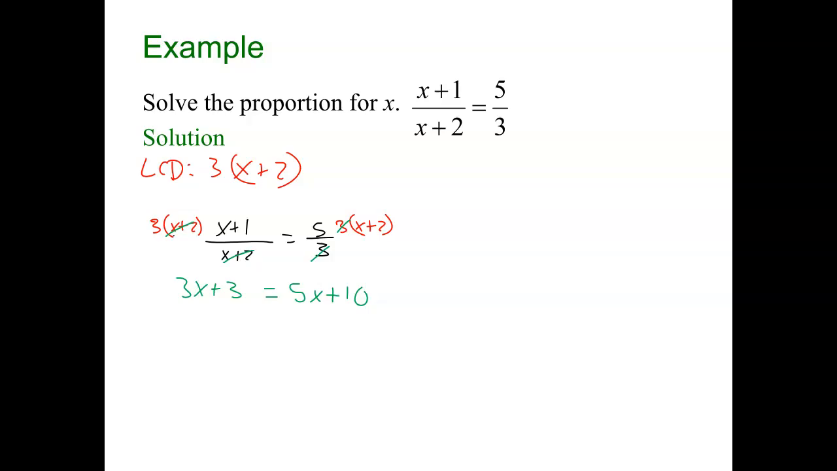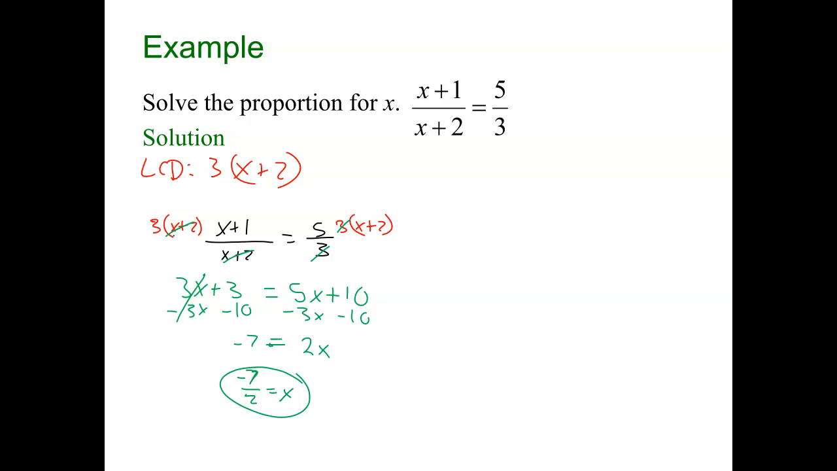Now what? Negative 2x. Let's subtract the 3. So I end up with a positive 2x. What else? Plus the 7. Subtract the 10. I end up with a negative 7. Divide by 2. So I've got negative 7 halves. Is that an excluded value, or am I good? We're good. What is my excluded value? Negative 2. So it's not negative 2. Okay? So, simple proportion, same process, find the LCD, multiply, simplify.